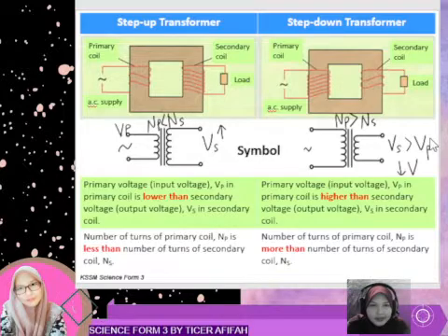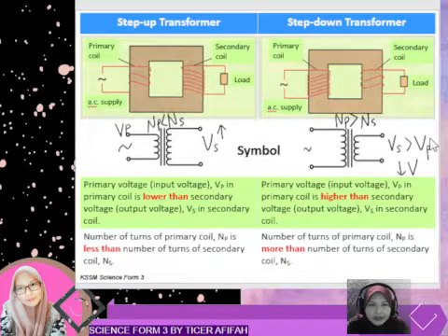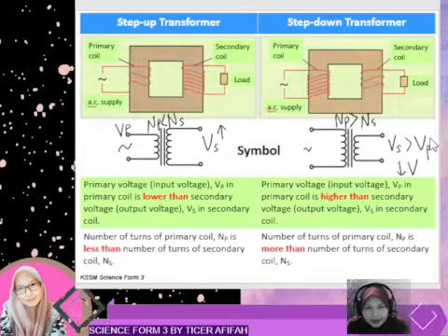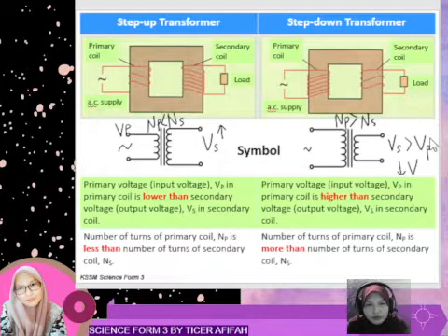So look at the step up transformer. NS is the number of turns at secondary. In a step up transformer, the number of turns at secondary is larger than the number of turns at primary. So if the number of turns at secondary is larger, then the output voltage or secondary voltage is also large, will be increased. That is a step up transformer.